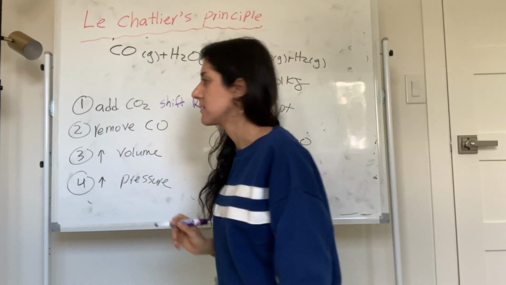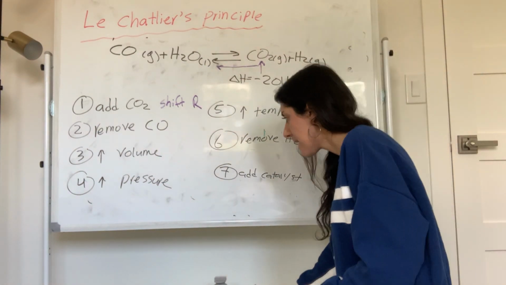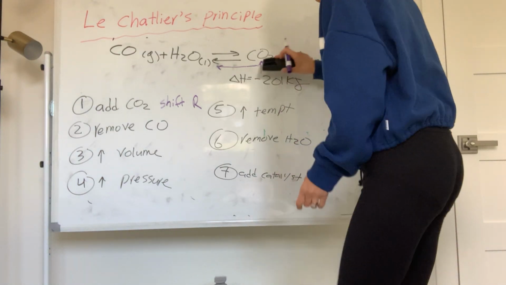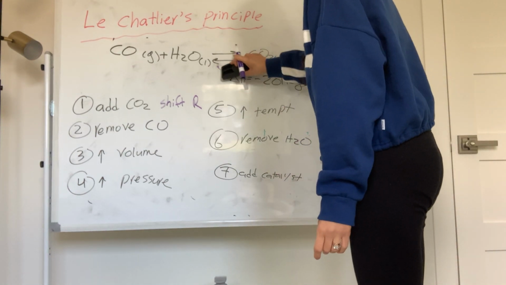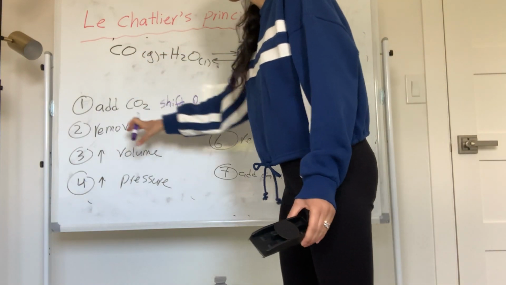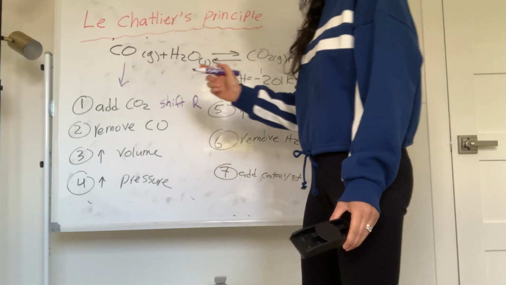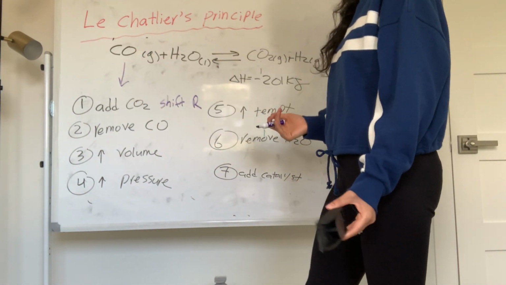Shift to reactant. Okay. Now, what do you think would happen if I remove carbon monoxide? So carbon monoxide is right here. If I remove it, if I take it out of this equation, right? If I remove this, then what do you think is going to happen?